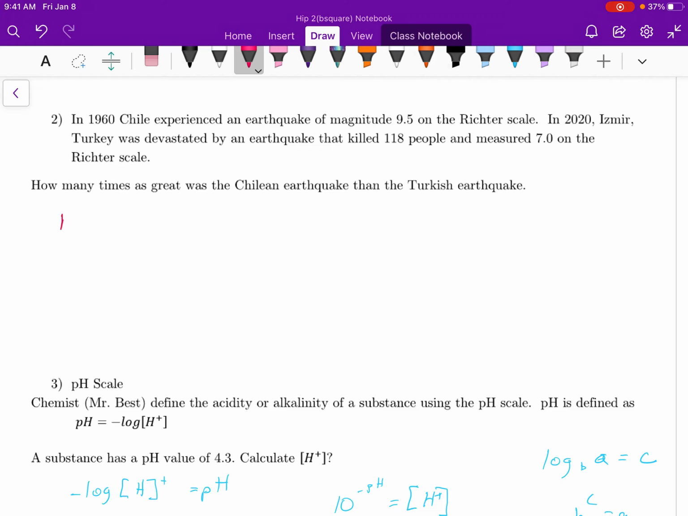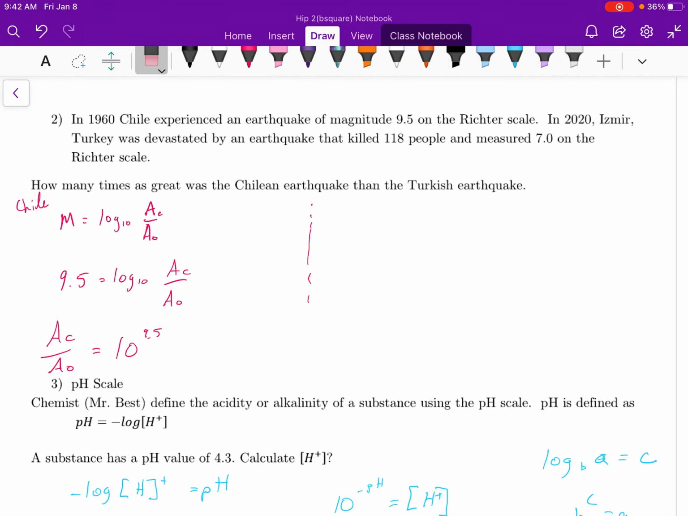Well, here I know that the Richter scale M is defined as log base 10 of A over A naught. So I'm going to talk about the Chilean one over here, if that's okay with you. Chile. So the magnitude or the amount of energy released by the Chilean, I'm going to define it as AC. And what I know is that the magnitude was 9.5, log 10 of AC over A naught. And we can write that in exponential form. So really, AC over A naught is equal to 10 to the power of 9.5.